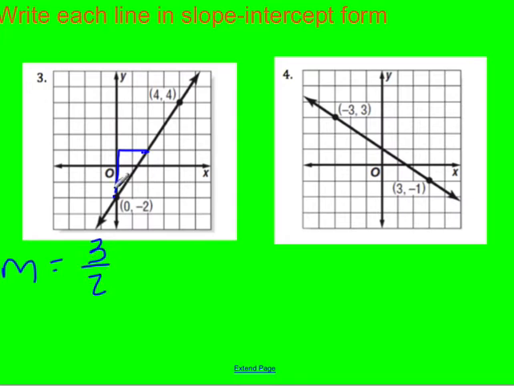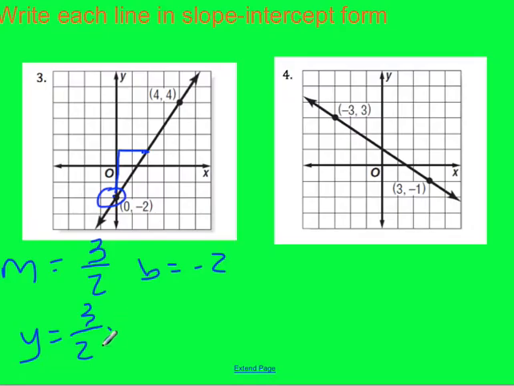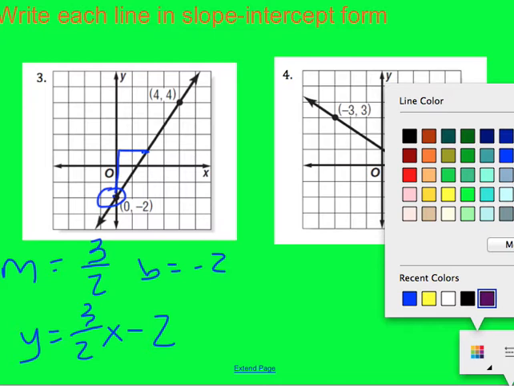Now my y-intercept is where I cross the y-axis. The y value that I cross the y-axis at is -2. So my b is -2. And now I can put that in the equation. I have y is equal to 3/2 x, because that's my slope. And then you can do plus a -2 or -2. Do whatever you're comfortable with. It means the same thing.